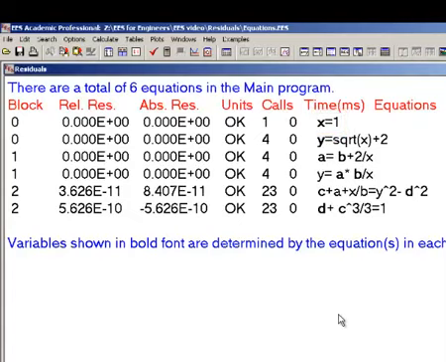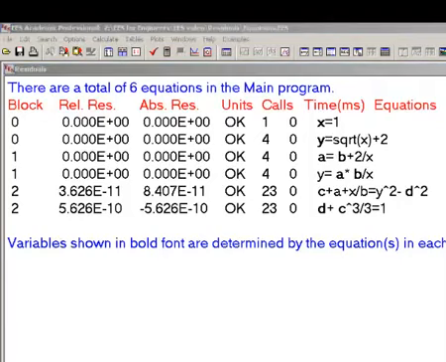With x and y known from block 0, the two equations in block 1 can be solved simultaneously for a and b. Notice that the variables a and b are shown in bold in the rows for block 1 in the residuals window because these are the unknown variables in this block. Finally, block 2 is solved for the unknown variables c and d, and these two variables are shown in bold in the rows here for block 2. The variables not shown in bold in block 2 have values that have already been determined in the lower blocks, in this case block 0 or block 1.